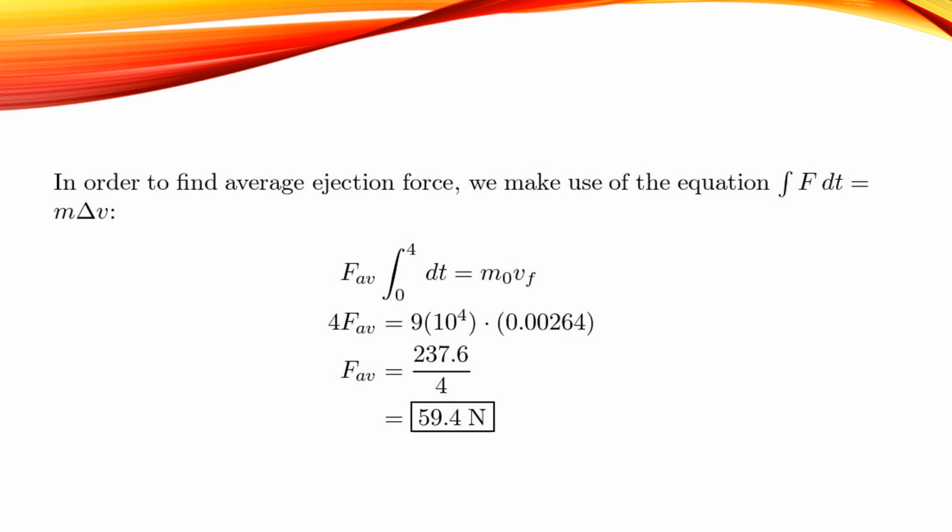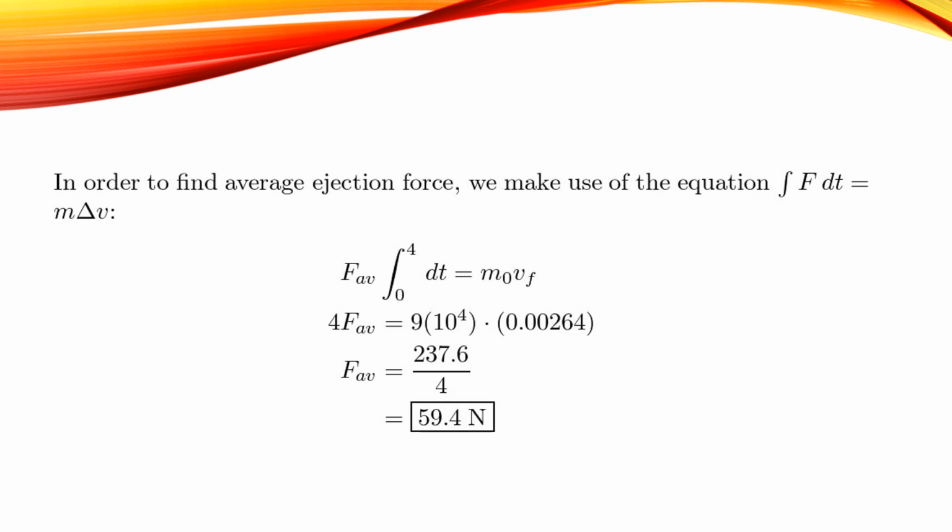In the second part of the question, we are required to find the average ejection force, that is, the impulse put on the space shuttle by this ejection of the satellite. According to the definition of impulse, a large amount of force in a short period of time is equal to the change in momentum, which is the impulse. So we make use of the equation derived from Newton's second law of motion, that is, the integral of F dt equals the change in momentum.